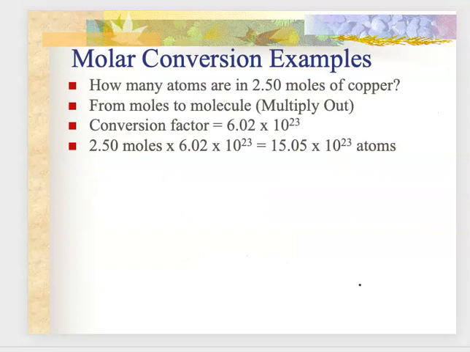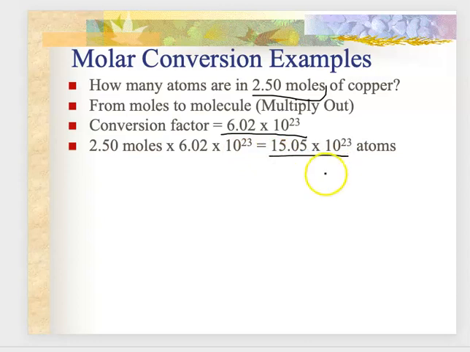All right, here's another one. How many atoms are in 2.5 moles of carbon? Here I'm going from moles, which is what I'm given, to molecules, rather atoms, not molecules. And moles to atoms is going out, so I'm multiplying out. The conversion factor on the line between moles and molecules or atoms is 6.02 times 10 to the 23rd. So I multiply 2.5 moles by Avogadro's number, and I get 15.05 times 10 to the 23rd.